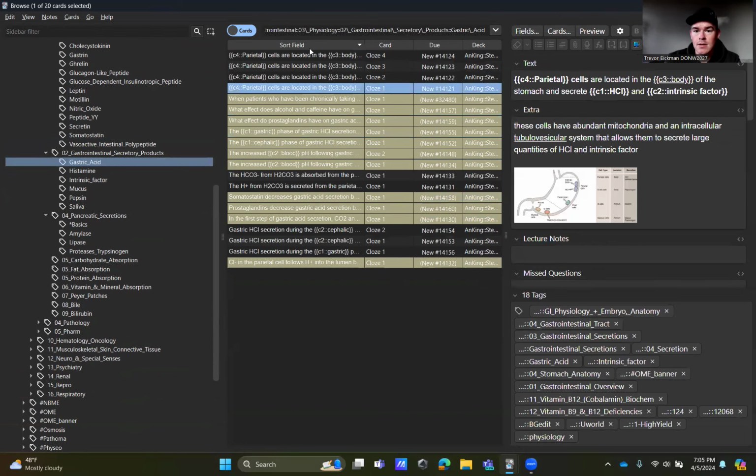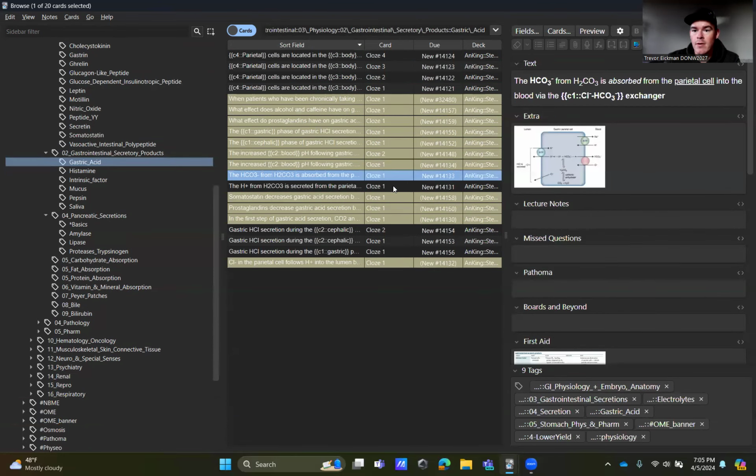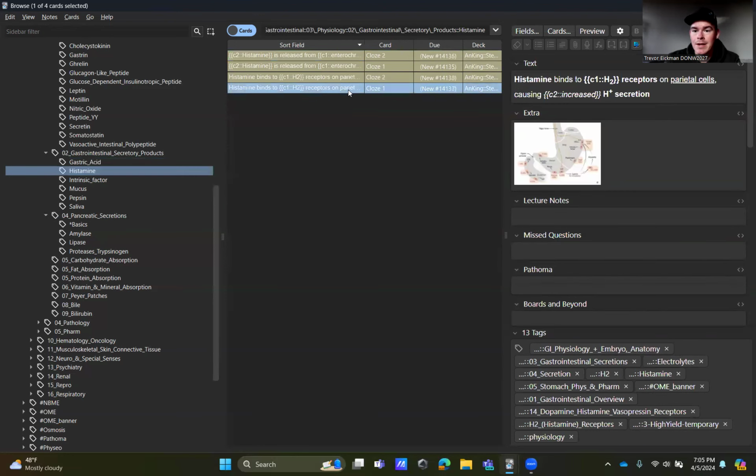So gastric acid, you want to grab the first 4. And then if you come down to the bottom, skip the last one, grab the first 3 going back up, skip 3, and then grab these 2 here, talking about the bicarbonate and the acid exchange. And then histamine, I didn't grab any of those.